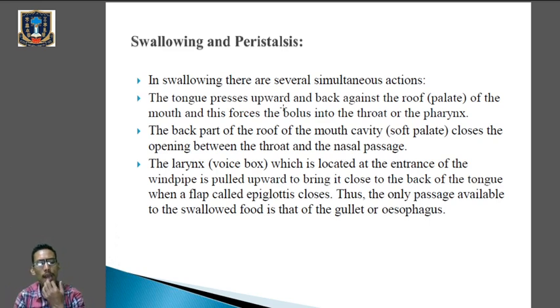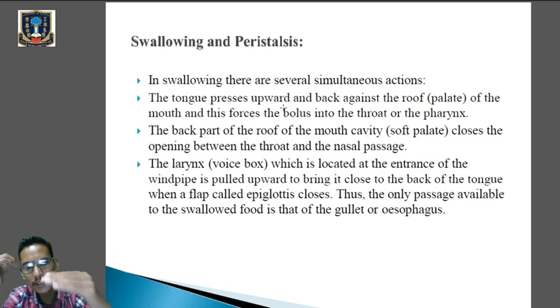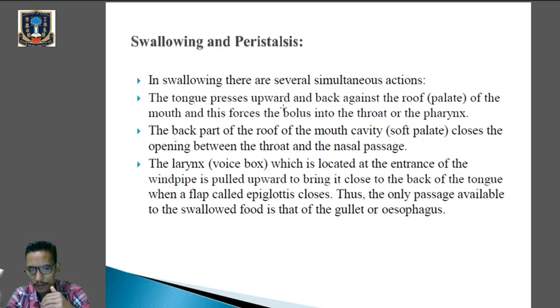Okay, then the back part of the roof, the back part of the mouth cavity, which is called the soft palate, closes the opening between the throat and the nasal passage. That means this will prevent the entering of food into the nasal passage. So the soft palate will close the opening between the throat and the nasal passage, so that it prevents the entry of food particles into the nasal passage.